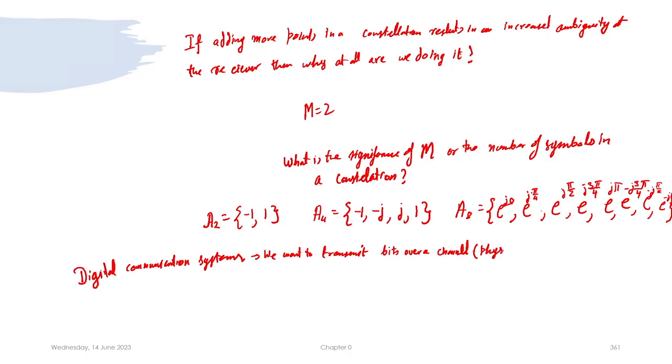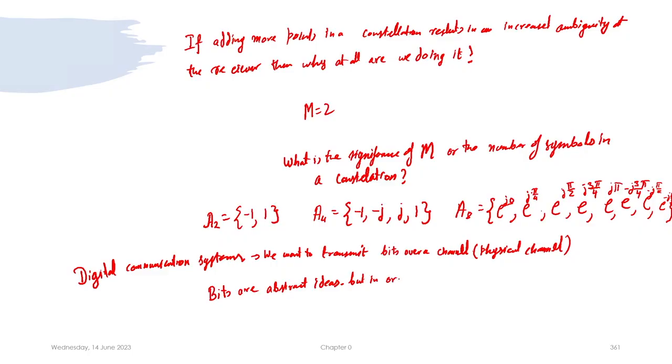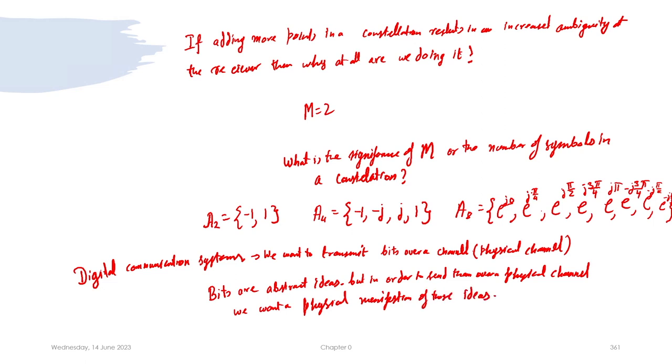If we want to transmit over a physical channel, bits are abstract ideas. The definition of a bit, or a logical bit, is true or false, or the presence or absence. Bits are abstract ideas. But in order to send them over a physical channel, we want a physical manifestation of those ideas.